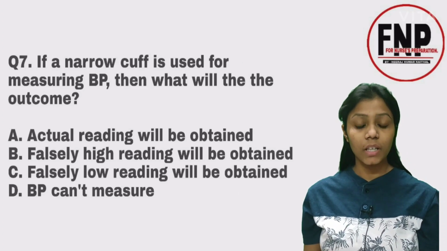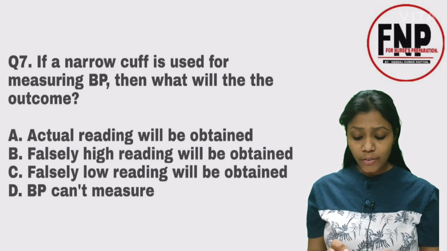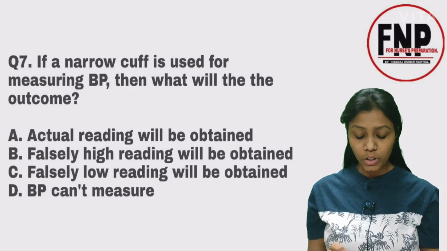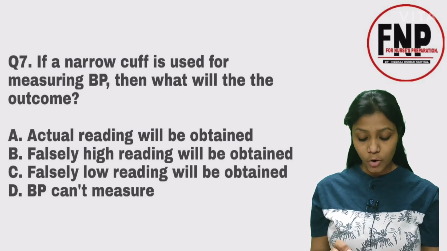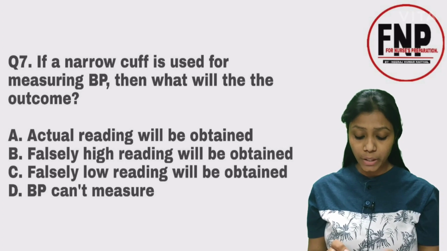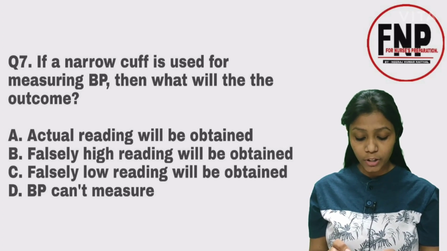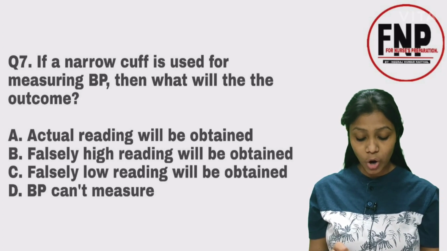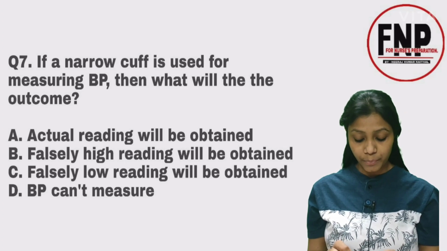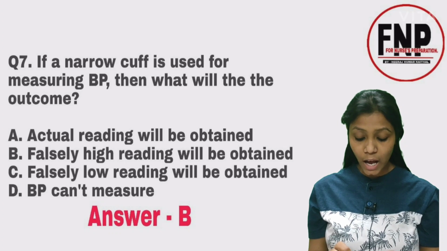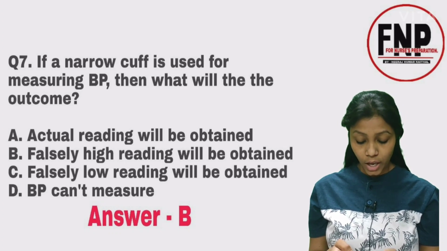Question number 7 is, if a narrow cuff is used for measuring BP, then what will be the outcome? Your options are option A, actual reading will be obtained. Option B, falsely high reading will be obtained. Option C, falsely low reading will be obtained. Or option D, that is BP can't be measured. Correct option is option B, that is falsely high reading will be obtained.